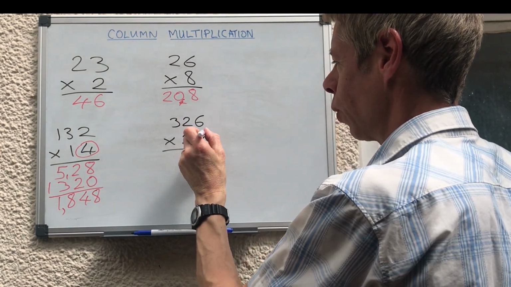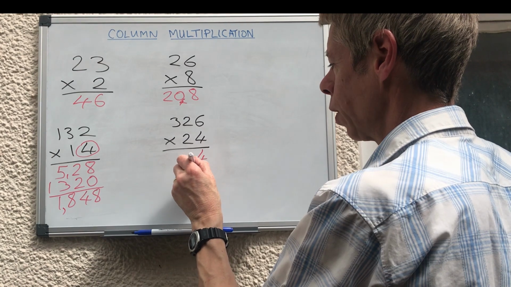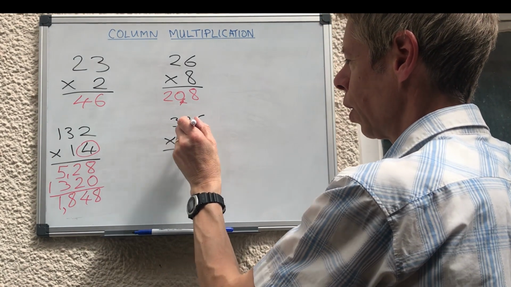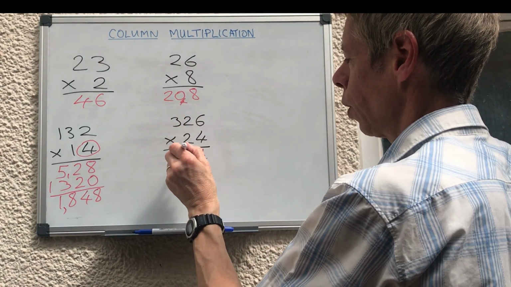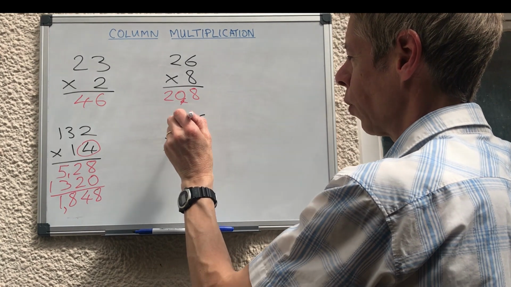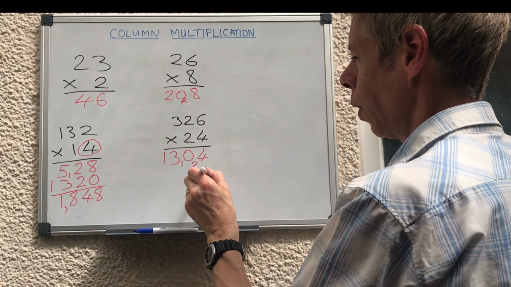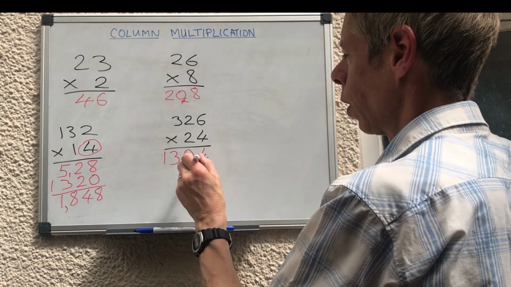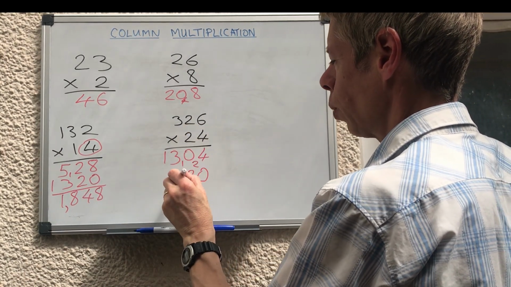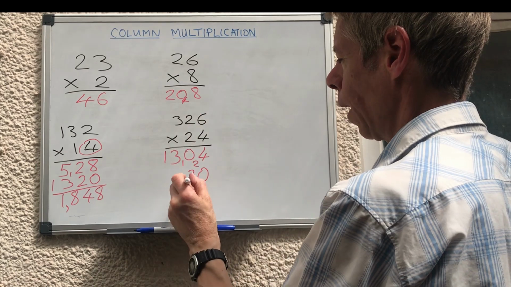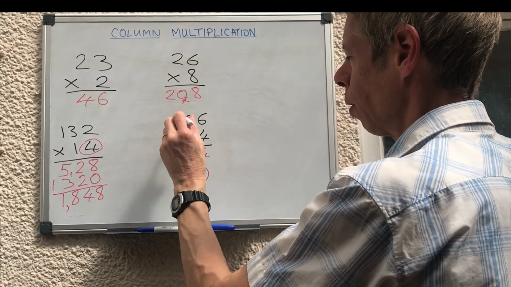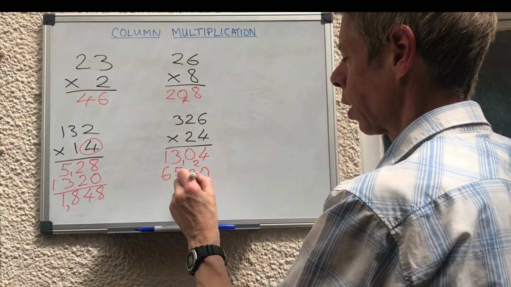So next question, 4 times 6 is 24. 4 times 2 is 8, add the 2 makes 10. 4 times 3 is 12, add the 1 is 13. So far so good. Put in our placeholder 0. 2 times 6 is 12. 2 times 2 is 4, add the 1, 5. 2 times 3 is 6.